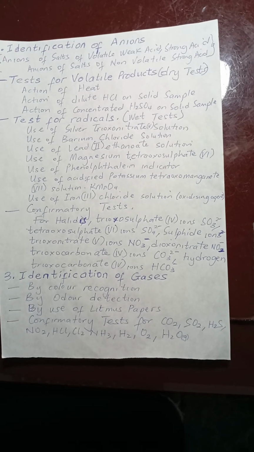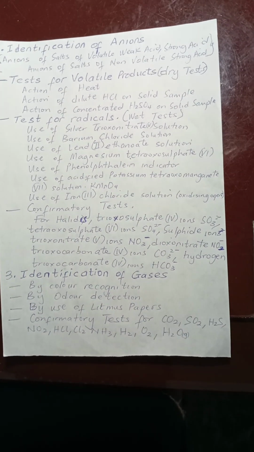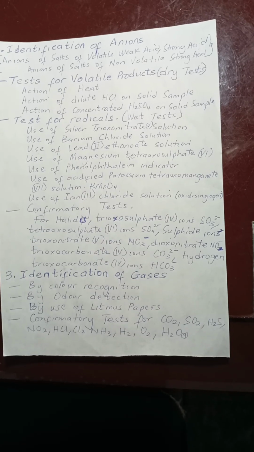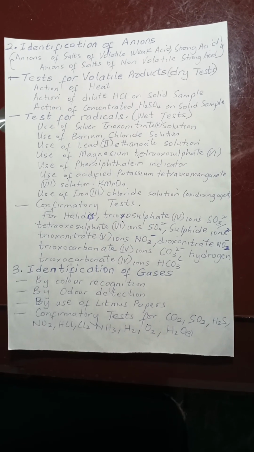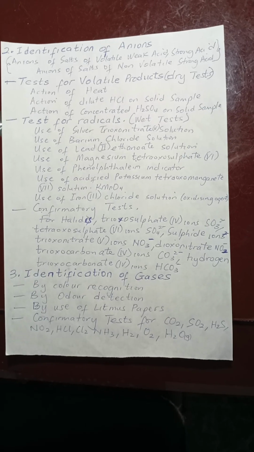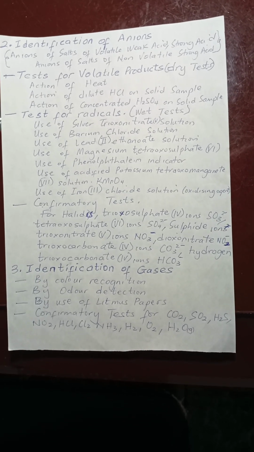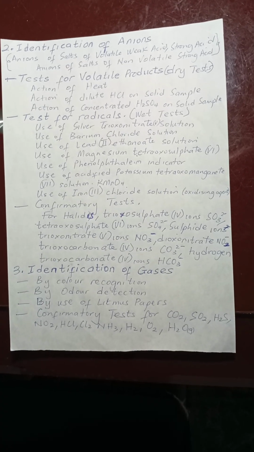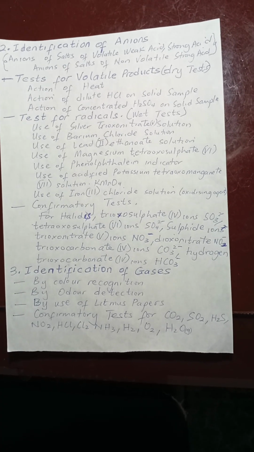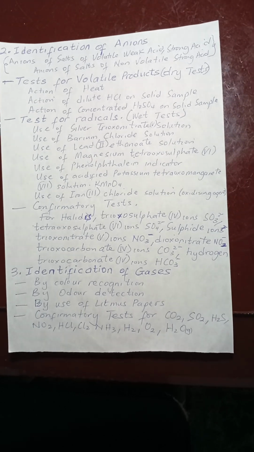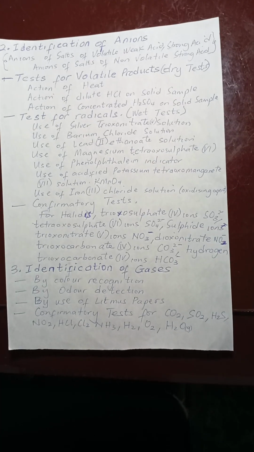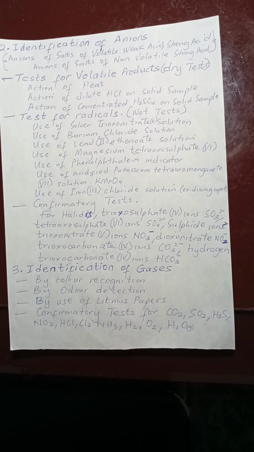Then the third one is identification of gases. I said there will be cations, anions, and gases, because these are the things you can get in any compound. Most compounds have the cation, the metal part, the non-metal part, and some of them have gases that are produced. So the first one is by color recognition, by odor detection, by use of litmus papers, confirmatory test for CO2, SO2, H2S, NO2, HCl, Cl2, ammonia gas, hydrogen gas, oxygen gas, and water vapor.